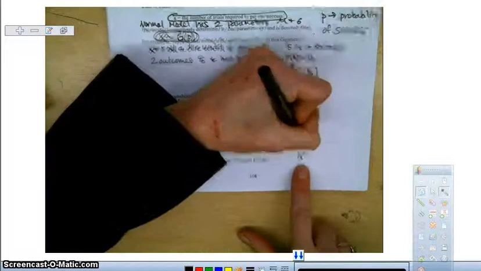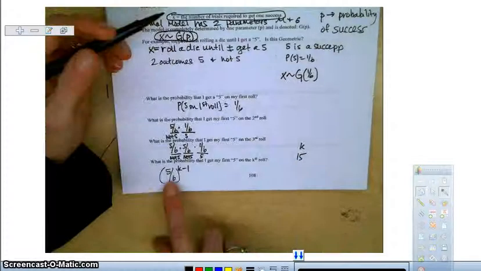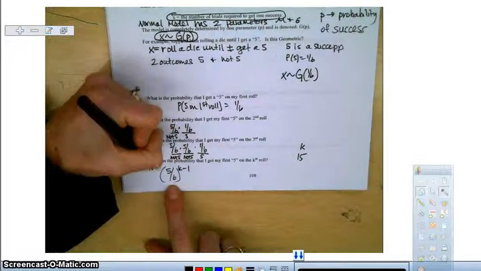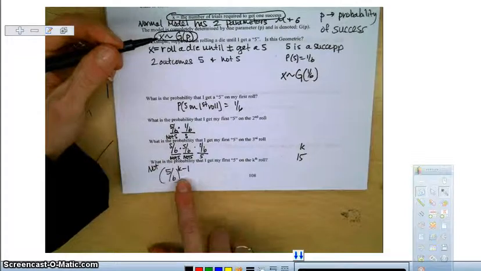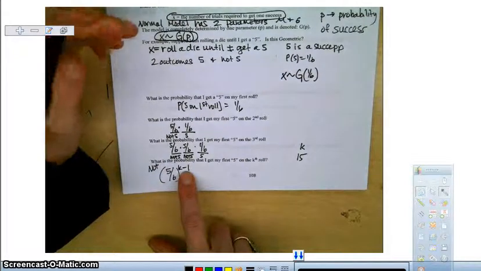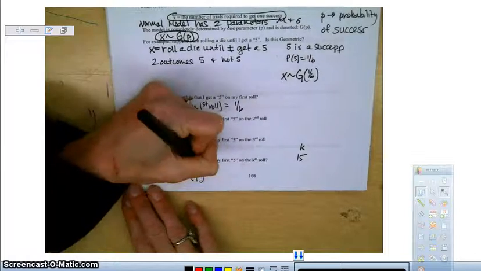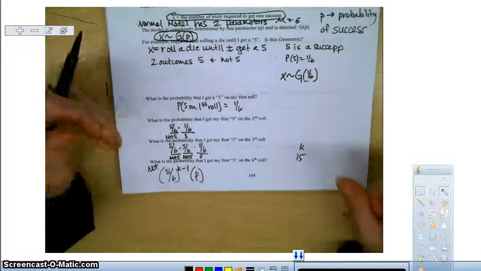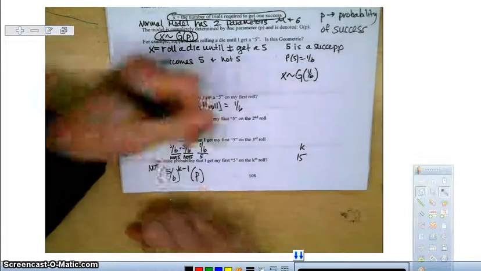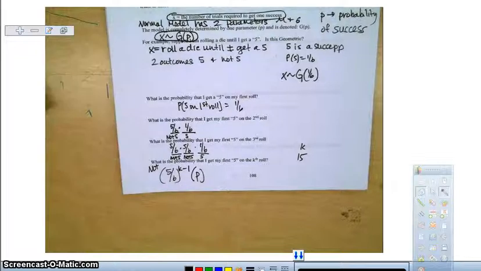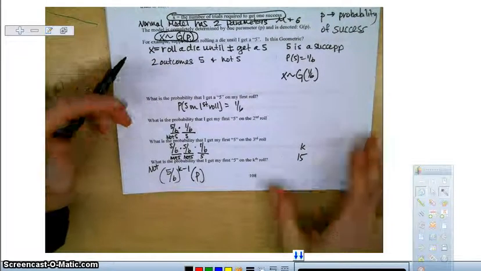So if K is 15, you take the not probability to the K minus 1, to the 14th power, and then you take the probability, P, just times that first power, okay? It's the last one. The last one is where you get the success. All right.